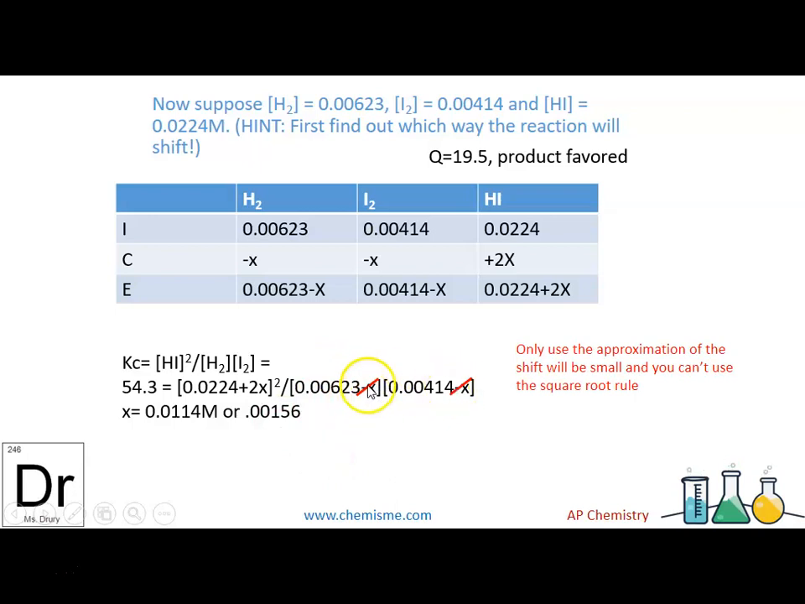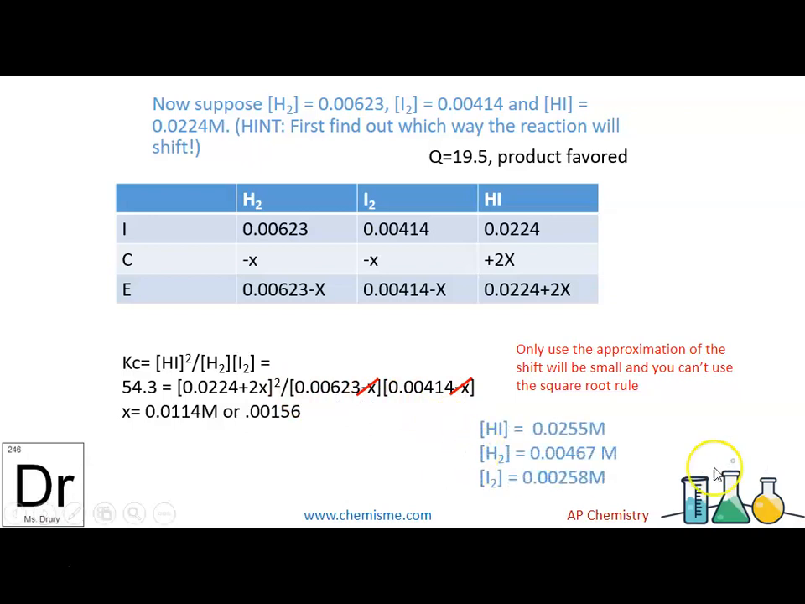So you can only use this minus x approximation. Don't take off the plus 2x, that's more important. These little tiny minus x's, if you know the shift will be small, because it's only one x, not two x's, and you can't use a square root rule because the x squared and the I squared are not the same. So we're going to be practicing when we can use which approximation.